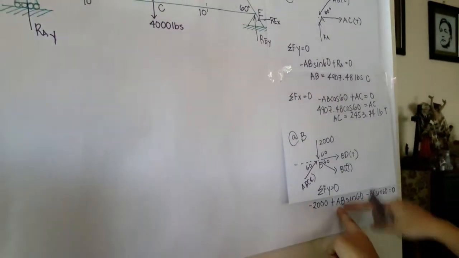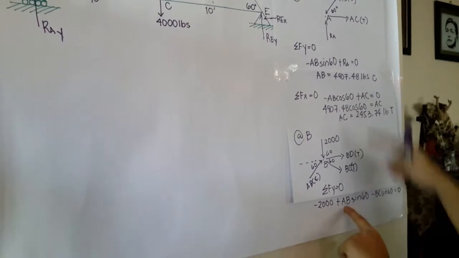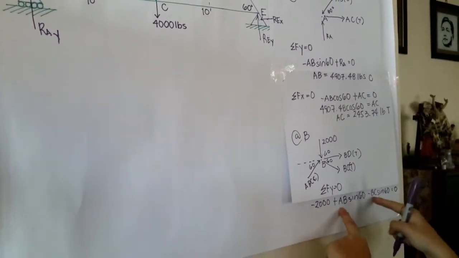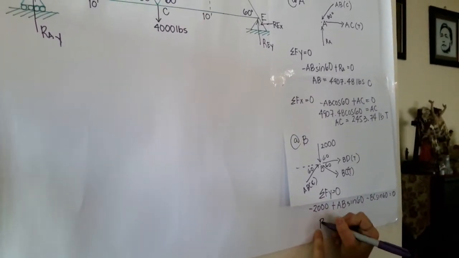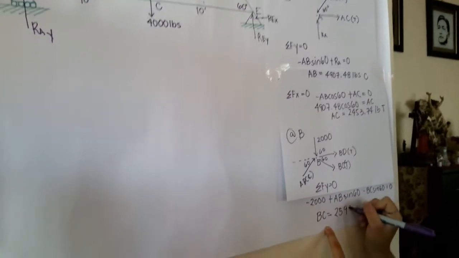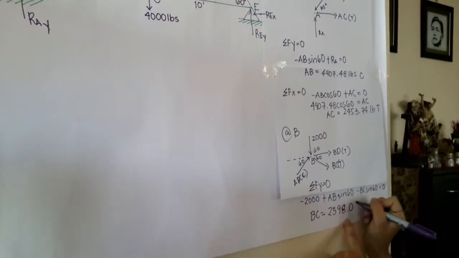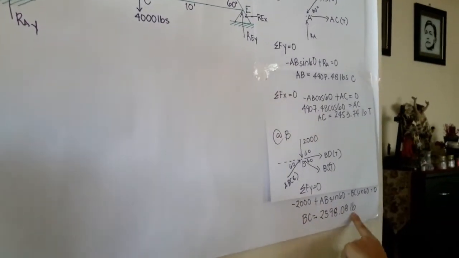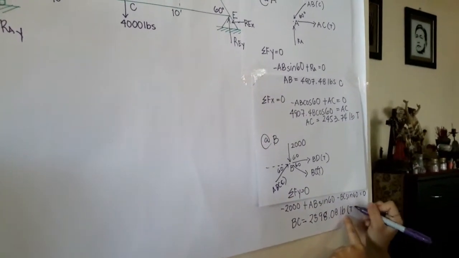So, I would substitute the value of AB and only AB, to get the value of BC, transpose to the other side to be positive, and that will yield an answer of 2,598.08 pounds, and BC is in tension.